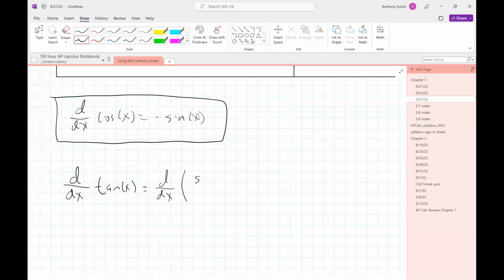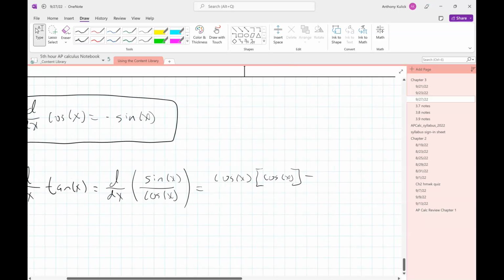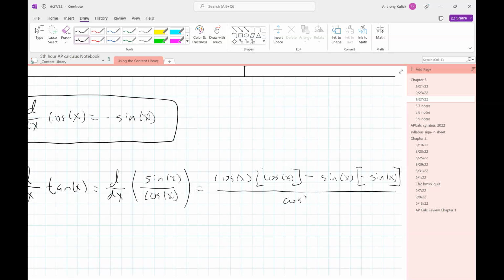Well, I don't know, but I know that tangent is sine over cosine. Everybody agree with that? What can I do to take that derivative? Quotient rule, right? So I'll have the denominator times the derivative of the numerator, minus the numerator times the derivative of the denominator, all over the denominator squared.